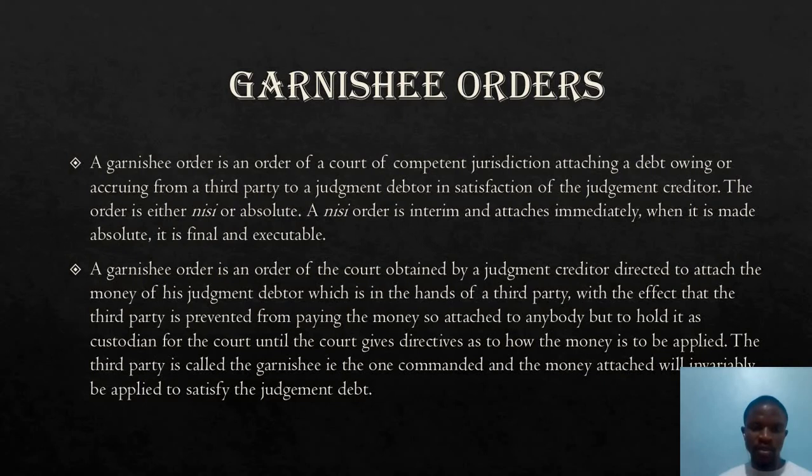Now, this is too much English. Let us explain this. There are three parties to a Garnishee. The first party is referred to as a judgment creditor. The judgment creditor is the person that has gone to court and the court has given an order. You are supposed to be paid so and so money by this person.